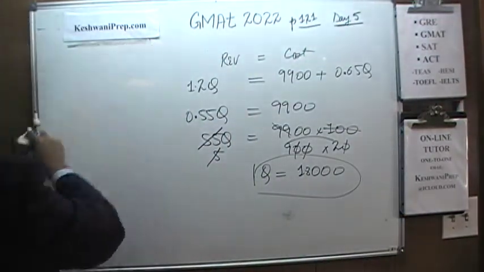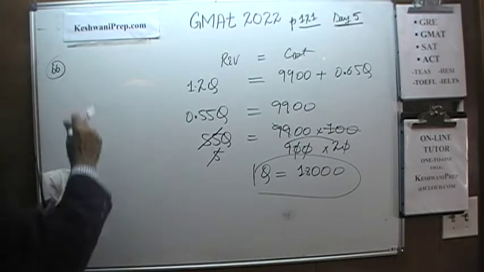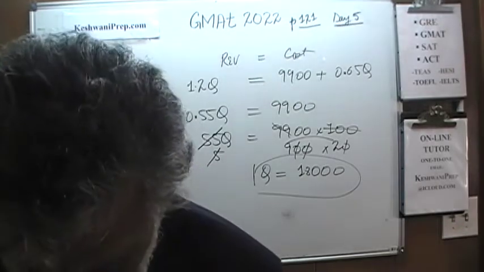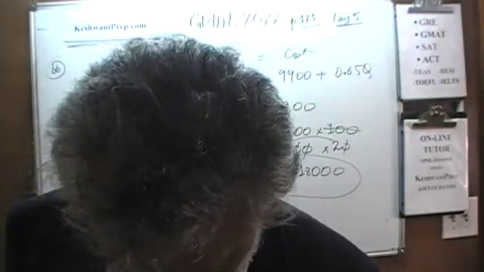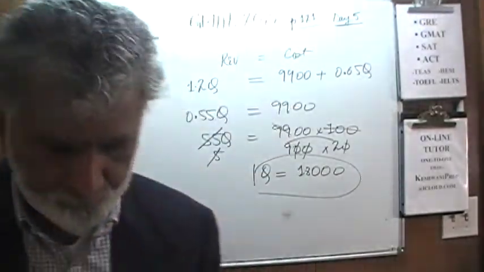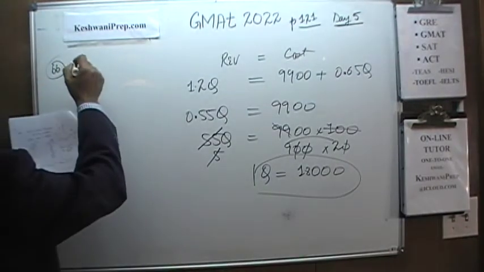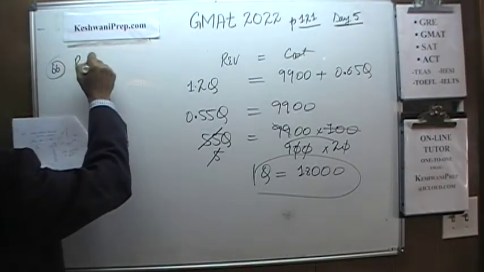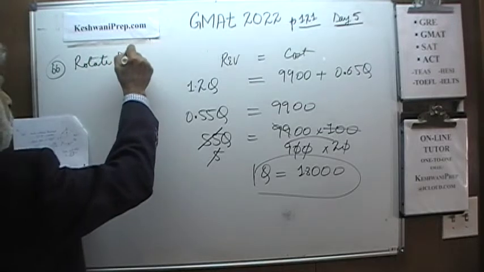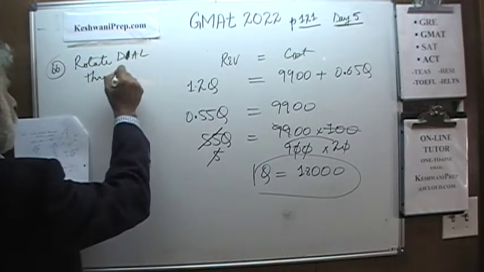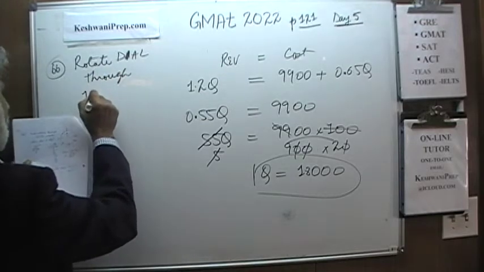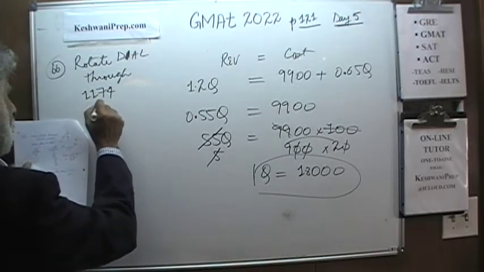66. In 66, let's see, what do we have on 66? Oh, we have a dial there. In 66, we're going to rotate the dial through 1,174 intervals.